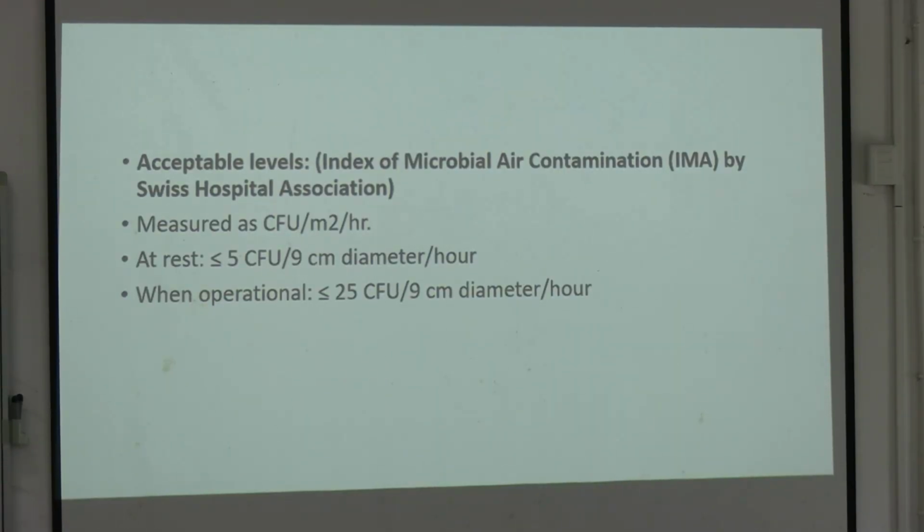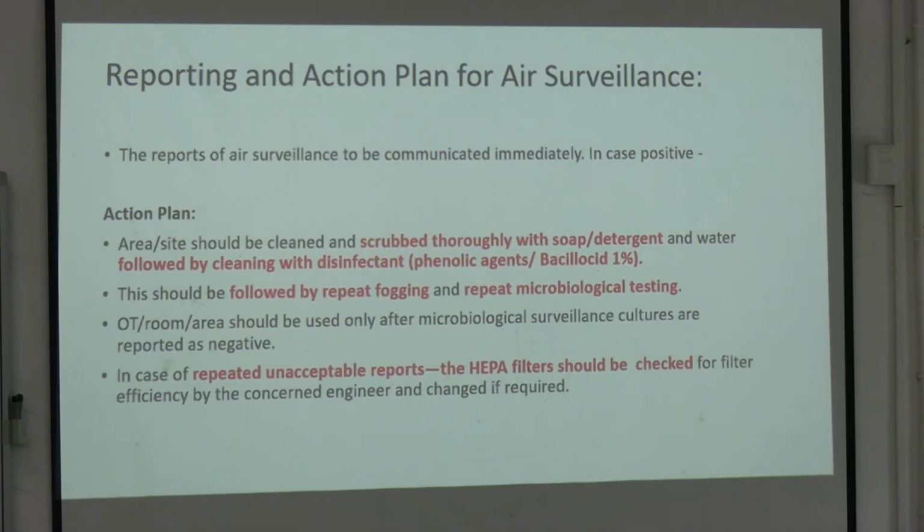Now this is the acceptable limit of contamination. So we generally measure the index of microbial air contamination, or we call it IMA. Now Switzerland has some standards which say the acceptable limit at rest, that is, whenever the room is empty and there is no movement, is less than 5. Whenever the room is functioning and you take the air culture, the acceptable limit is less than 25. So this is the acceptable limit of colony forming units in the plate.